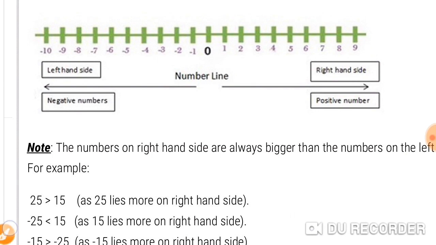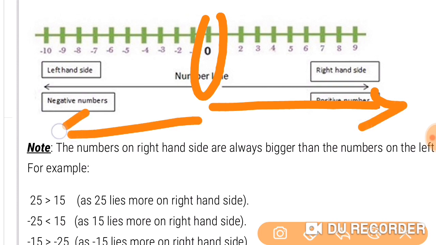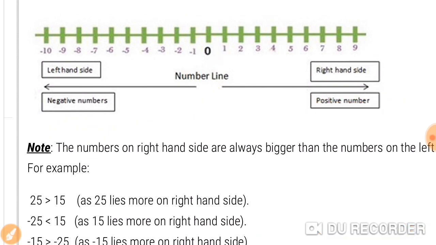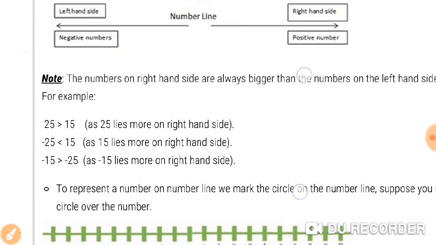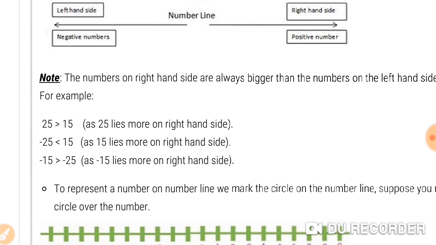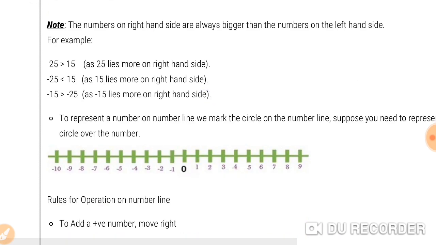0 is represented at the center. From 0 to the right side it is positive, left side it is negative. Now the examples lie between, on the left side and right side, you can find them. The numbers on the right hand side are always bigger than the numbers on the left hand side, as I said. So here is the example.